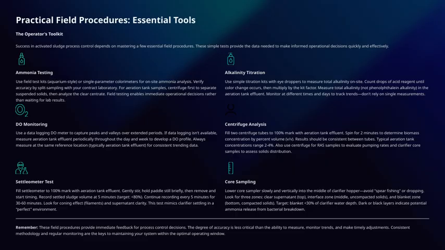Next, alkalinity titration. Use simple titration kits with eyedroppers to measure total alkalinity directly on site. Count the drops of acid reagent until the color changes, then multiply by the kit's factor to get your measurement. Make sure you're measuring total alkalinity, not just phenolphthalein alkalinity, and focus on the effluent from the aeration tank.